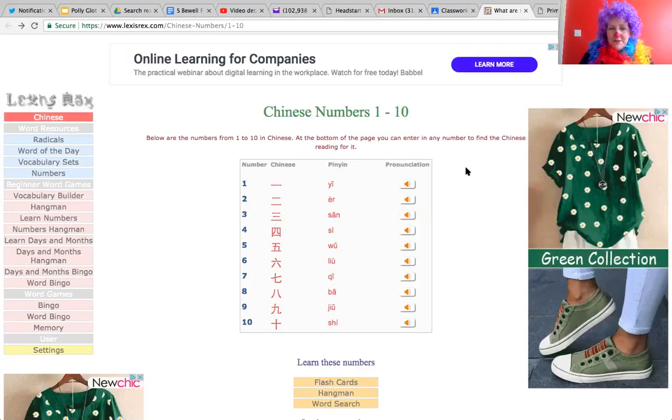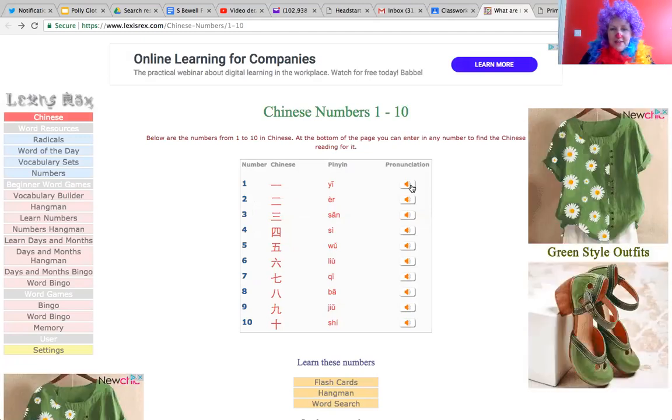Today is our second lesson of Chinese, so I'm going to share my screen today, and as promised, we're going to learn our numbers 1 to 10 in Chinese. So here we go. Okay, I hope you can see my screen.